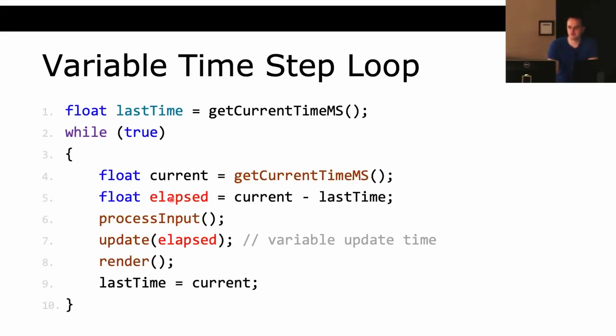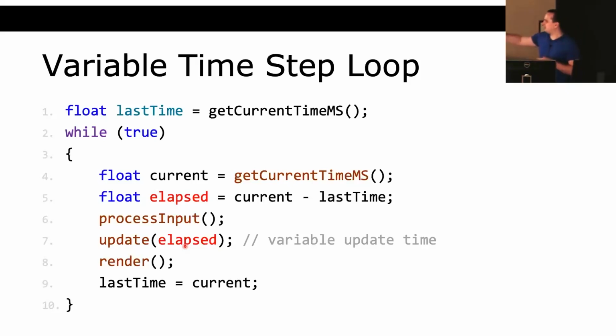from the last frame. So how much time did the last frame take to compute? And then, on this frame, I'm going to pass that elapsed time into the update function. So if my last frame took 16 milliseconds to compute, then I'm going to update my game world by 16 milliseconds. But if my last frame only took half a millisecond to compute, then I'm going to update my game world by half a millisecond. And ideally, in a perfect world, this would just work, right?